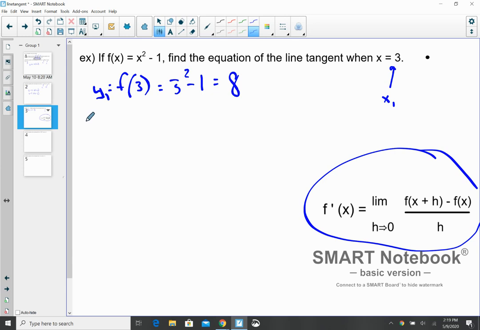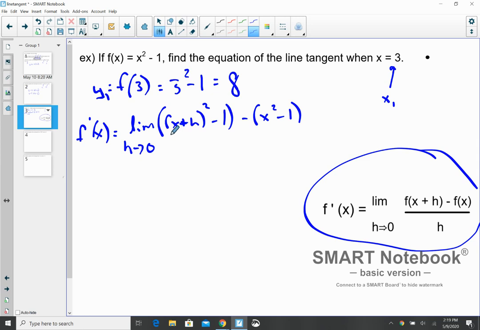So just a little recap from last week. You're going to write f prime of x. That's going to be the limit as h goes to 0 of f of x plus h, so that means x plus h is going in x's location in the function. I'm going to put a parenthesis around that, minus f of x, which is x squared minus 1, all over h.